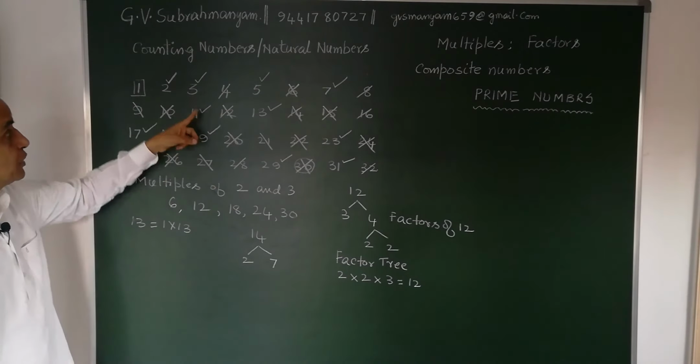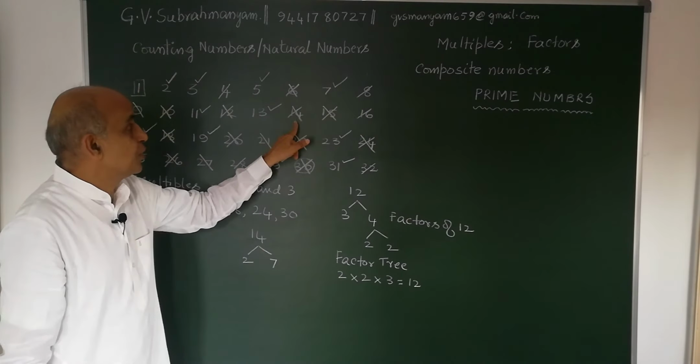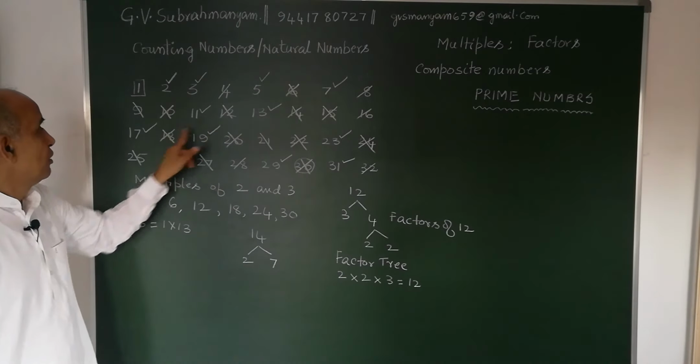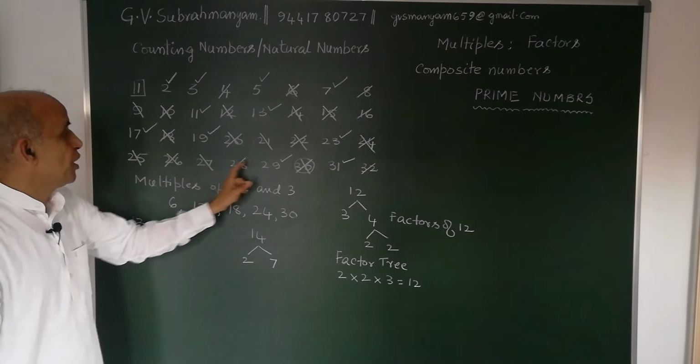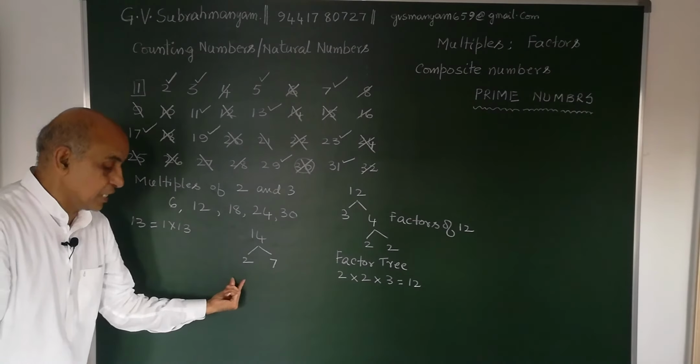So what are the composite numbers? 4, 6, 8, 14, 15, 12, all these which I have marked are called composite numbers because they have factors like these.